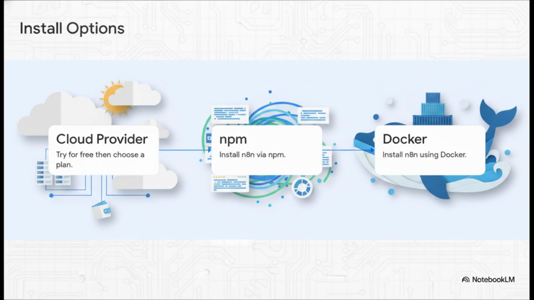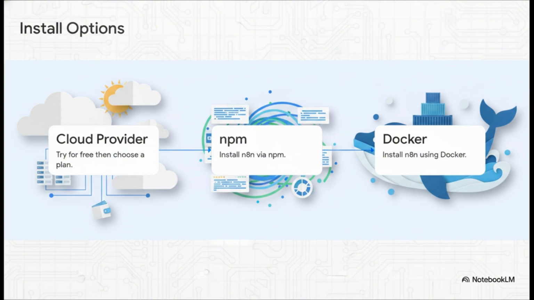Step 2, install with npm. This is absolutely perfect if you're already working heavily in a Node.js environment and just want to run it directly via your terminal. Or Step 3, install with Docker. Docker is highly recommended if you plan on scaling this across a team, keeping everything self-hosted, super secure, and easily reproducible across different servers. The immense flexibility here means you aren't locked into just one way of working.